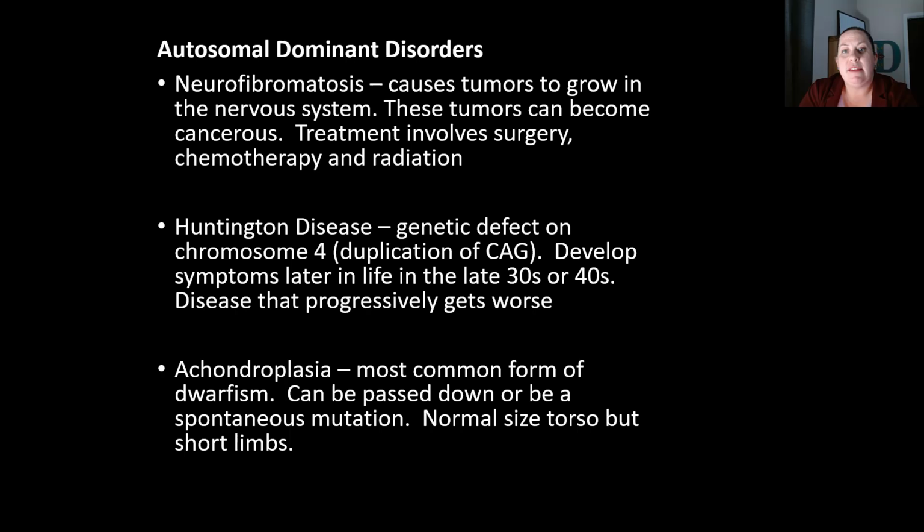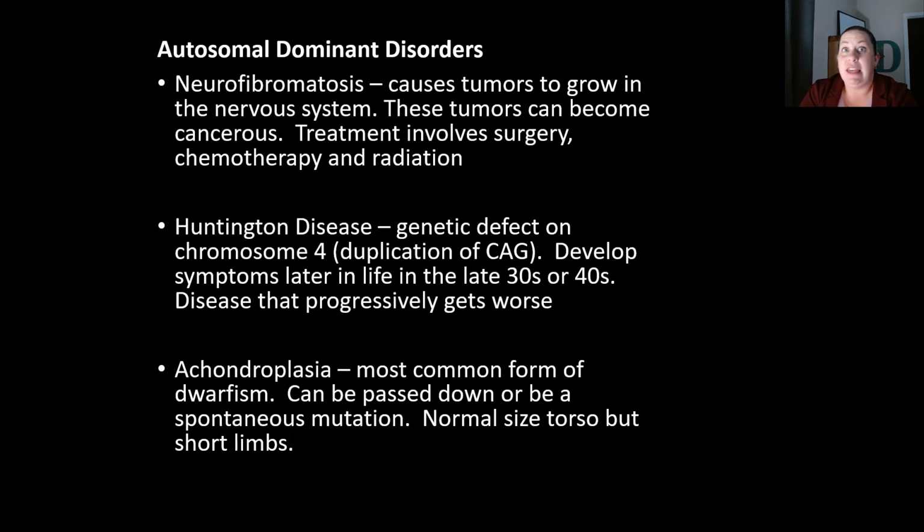Huntington's disease is another one. This is a genetic defect on chromosome 4. This is where they get a duplication of the CAG sequence. So it goes like CAG, and then you get another CAG and another CAG. It's a duplication that occurs. The problem with this one is you don't develop symptoms until later in life, in your late 30s or 40s.